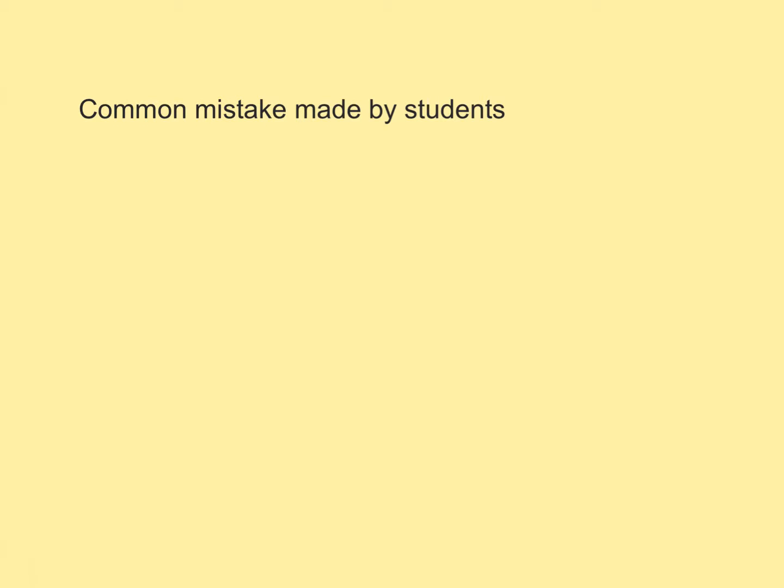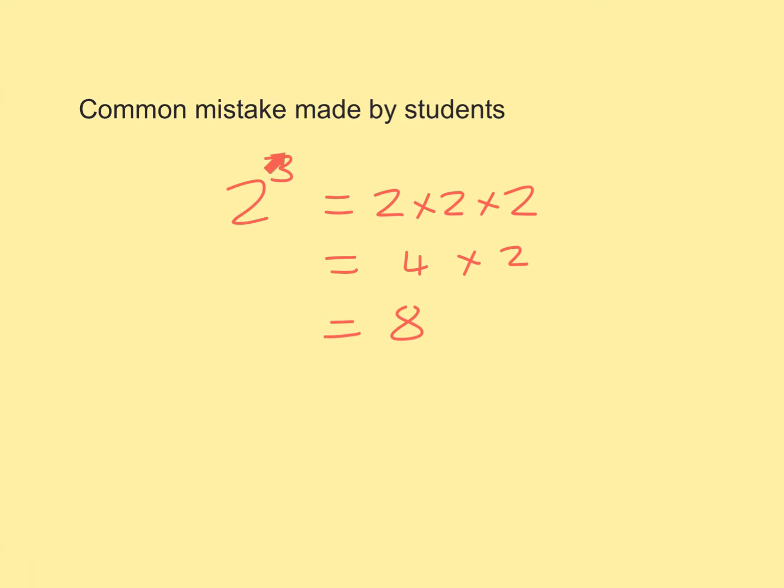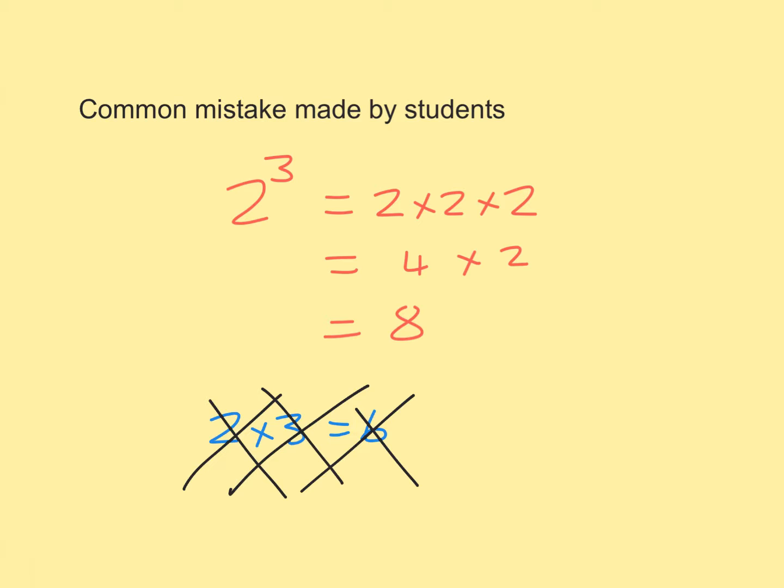Some of the common mistakes made when it comes to powers is when we have a question like this. We have 2 to the power of 3. Now we know that we should write this out as 2 times 2 times 2, and therefore 2 times 2 is 4, times another 2 would give me 8. Unfortunately, sometimes people see 2 to the power of 3 and they write it out like this, 2 times 3, and give the answer as 6. That is wrong, wrong, wrong. Do not do that, ever.